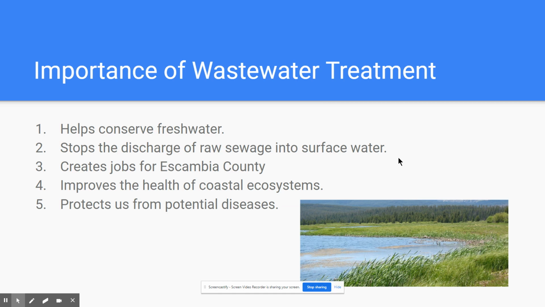It also improves the health of coastal ecosystems. So think about the birds, think about the bees, think about the animals and the plants in an environment where you no longer have this nasty discharge of wastewater. It helps keep those ecosystems healthy. And like I said before, by treating wastewater, it protects us from potential diseases that are in human waste.